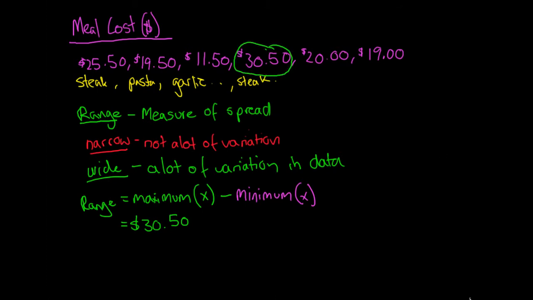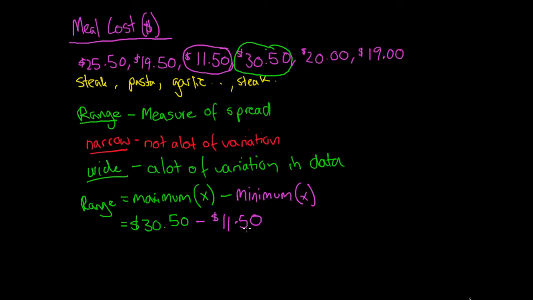Now we want to go through and find our minimum value. So if we count through, you can see that it's not going to be $25.50, it's not going to be $19.50, it's not going to be $20, it's not going to be $19, but it will be $11.50, which was the garlic bread. So that's our entree, and we'd expect that to be the least costly. So we're going to take away our minimum, which was this $11.50.